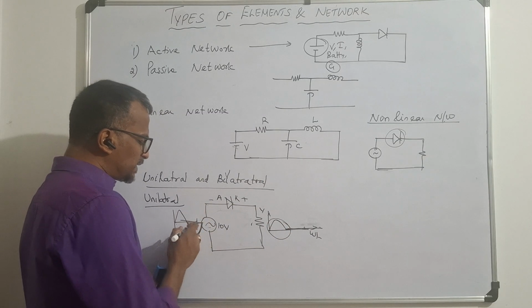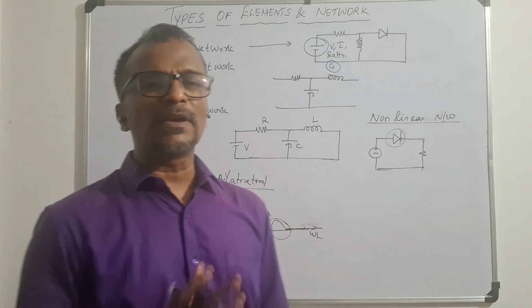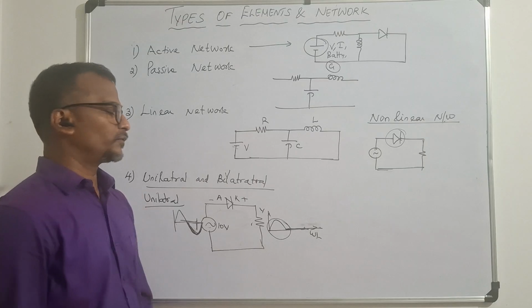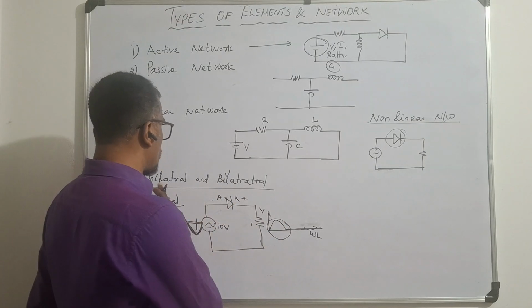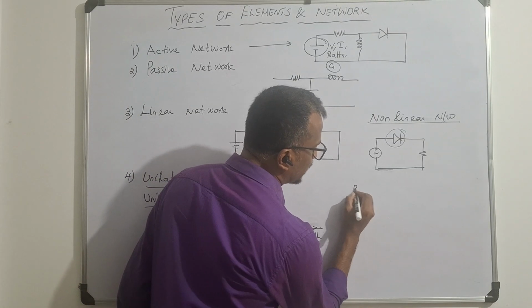When the voltage goes negative, we are getting output voltage of 0. So the output voltages will not be symmetrical, and the performance will not be symmetrical. That is called a unilateral network. Then let's see about the bilateral network.